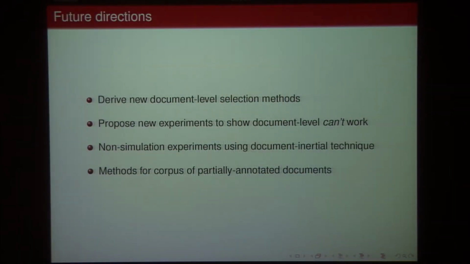And so future directions. I'm not sure number 1 is a high priority, but they're easy to think of, so they're easy to run experiments. You could try doing more document level selection. I'm a little skeptical that the document level will work.